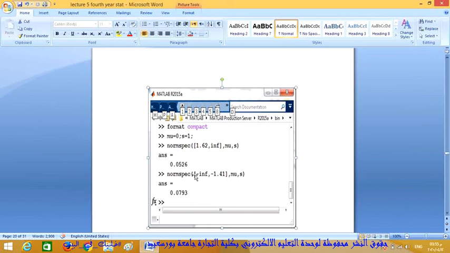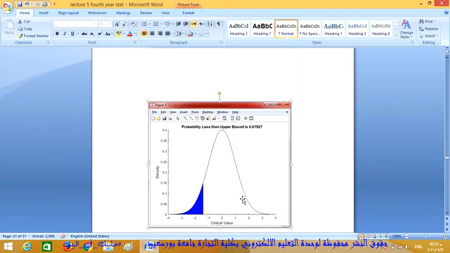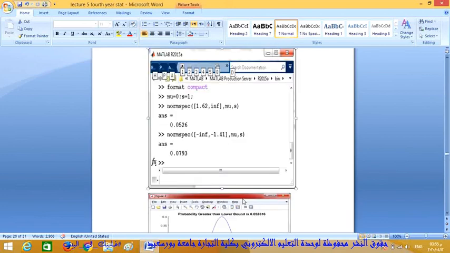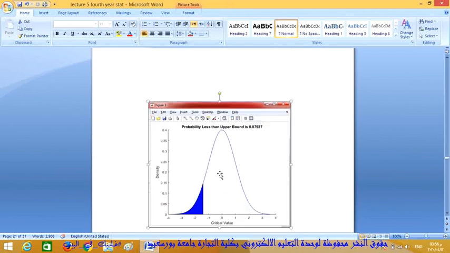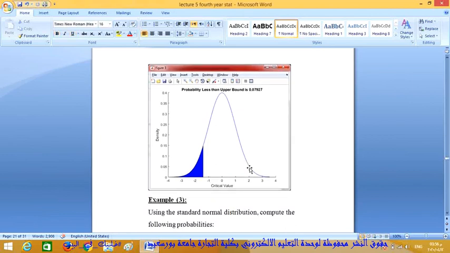For the second probability, the first limit is minus infinity, because we deal with the left side, and the other limit is minus 1.41. And you can write mu and sigma, or omit them. So this is the first figure, with the probability equal to 0.05, and this is the second figure with the probability equal to 0.07.